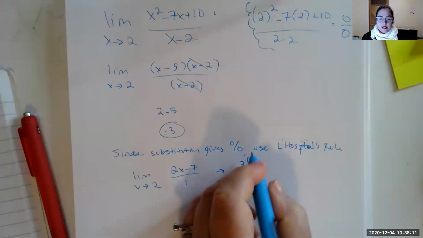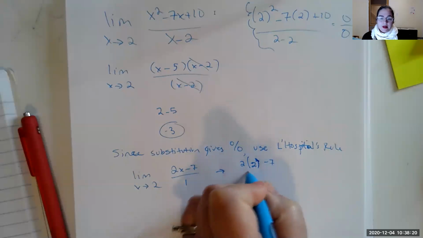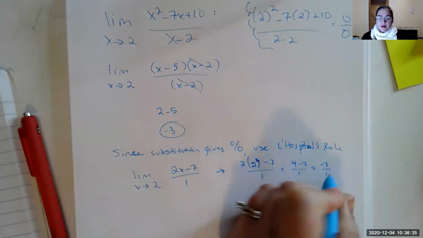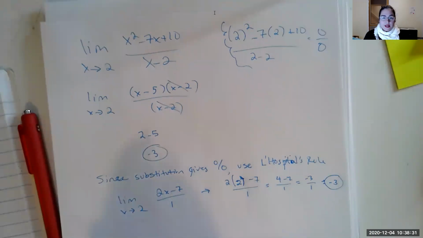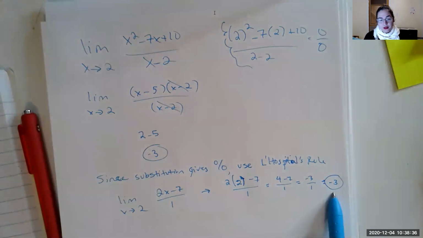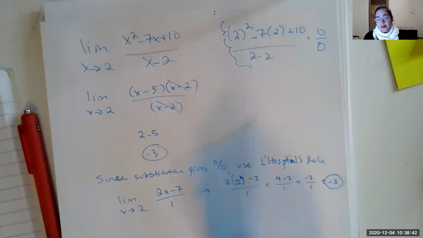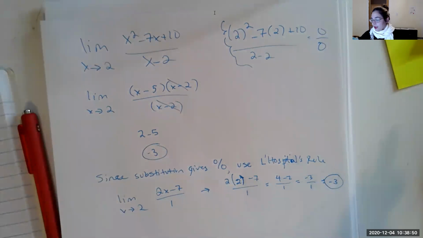So 2 times 2 minus 7 over 1. That's going to be 4 minus 7 over 1, which is negative 3 over 1, which is negative 3. So you see how that works? This particular problem we can do by factoring, but L'Hopital's rule is also going to work for us, a ratio of the derivatives. When you have an indeterminate limit, 0 over 0 or infinity over infinity, you can take the derivative of the numerator, the derivative of the denominator, and substitute the x value in, and that will be your limit at that point.